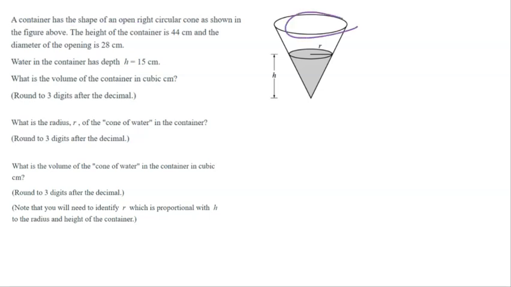An open, that means it's open up here. That means stuff can fall into it or drip into it. An open right circular cone as shown in the figure. This says above, but it's over here. It's probably from some other piece of paper.